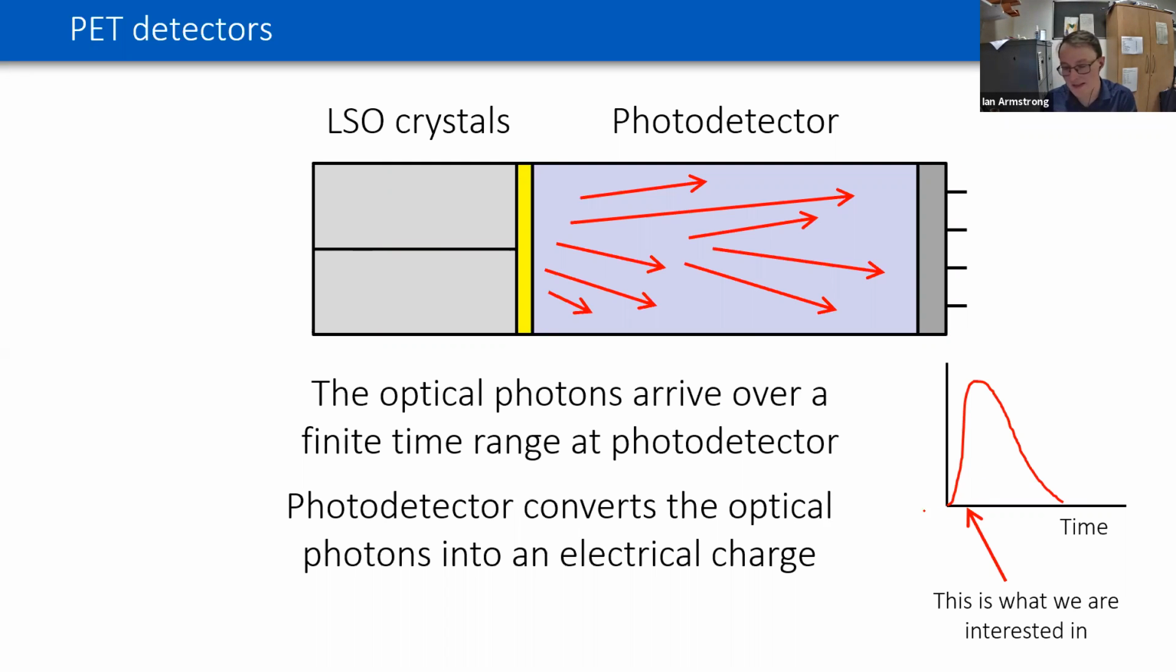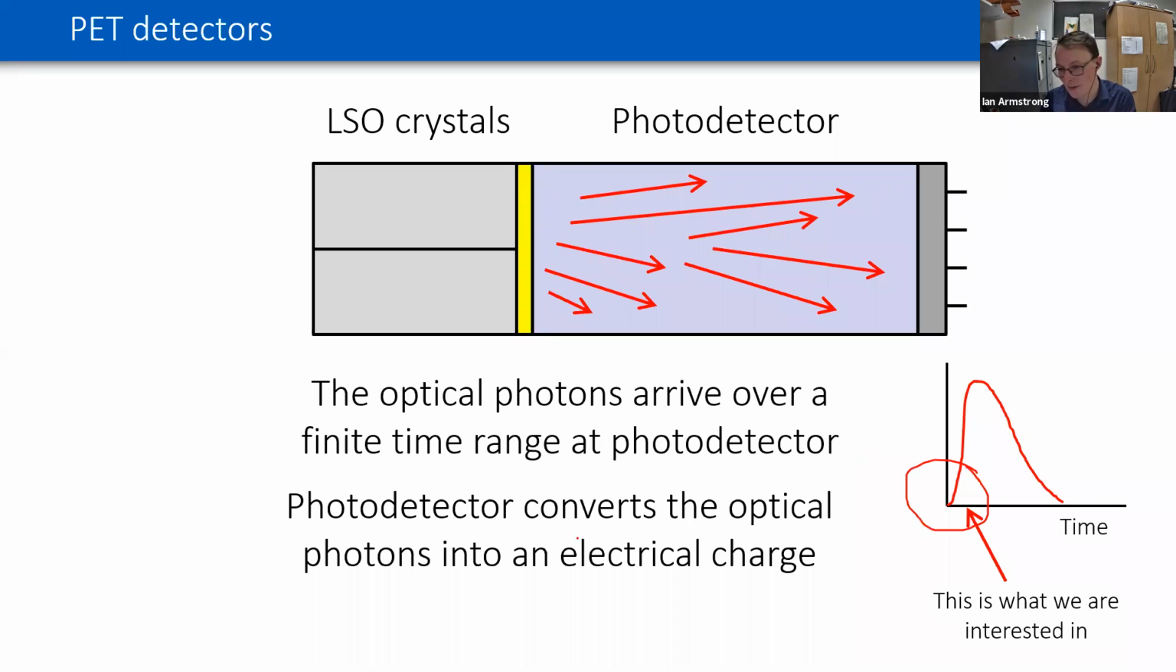And we'll get a signal something like this, which was very much a hand-drawn sketch, obviously, something like this on the right-hand side here. And when we're interested in when this 511 keV gamma ray arrives in the crystal, it's this part here at the start of the output of the photodetector that we're interested in.